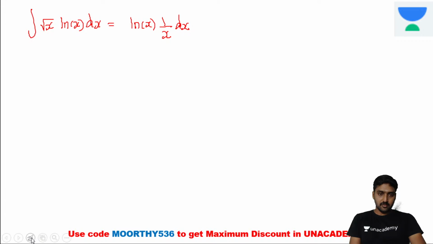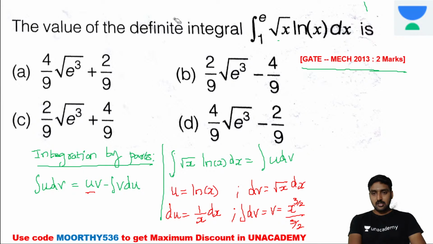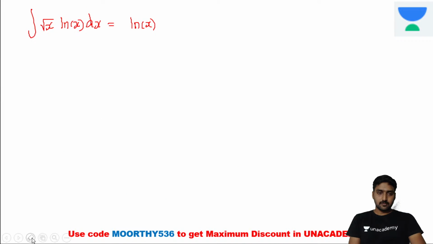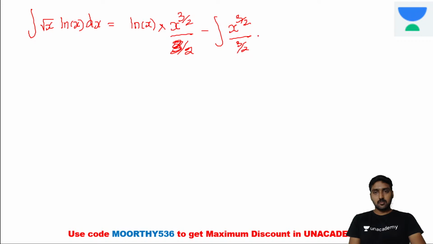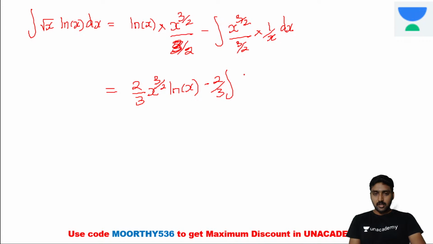So v is a little bit different, but wait a minute. What about the v value? V is equal to x power 3 divided by 2 divided by 3 divided by 2. Into logarithmic of x minus integral of v du. V is equal to x power 3 divided by 2 divided by 3 divided by 2, into du. Du is equal to 1 divided by x into dx. Now do the simplification. Now it's 2 divided by 3 x power 3 divided by 2 logarithmic of x minus 2 divided by 3. Now x and x power 3 divided by 2 cancel. While cancelling this, what we are getting? It's x power 1 divided by 2 into dx.